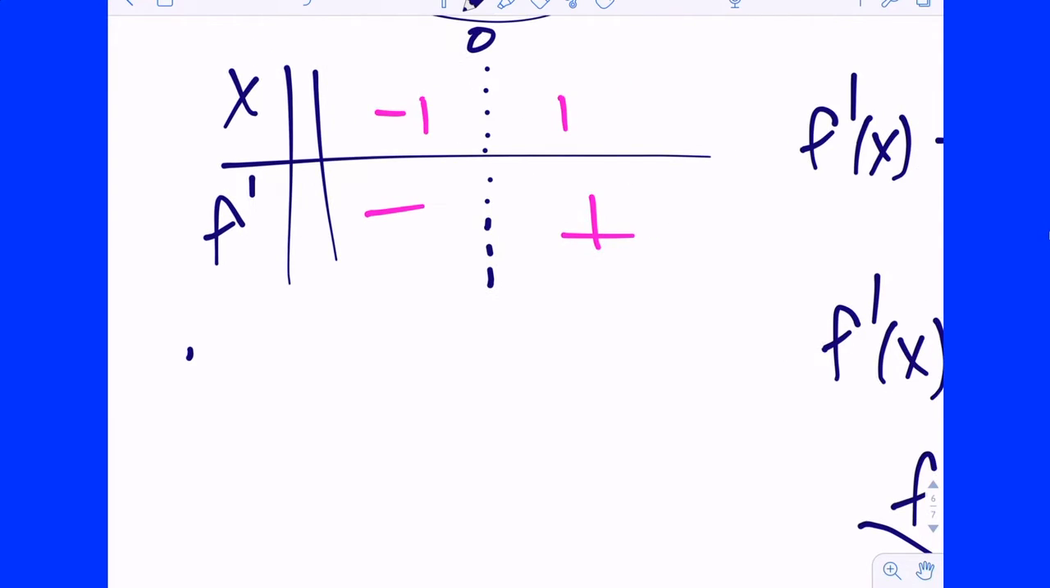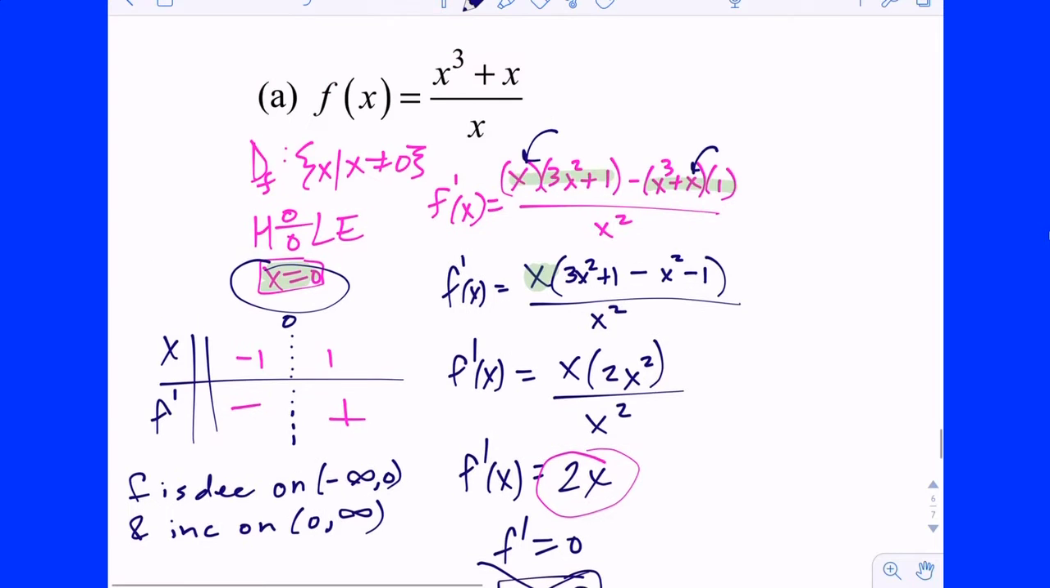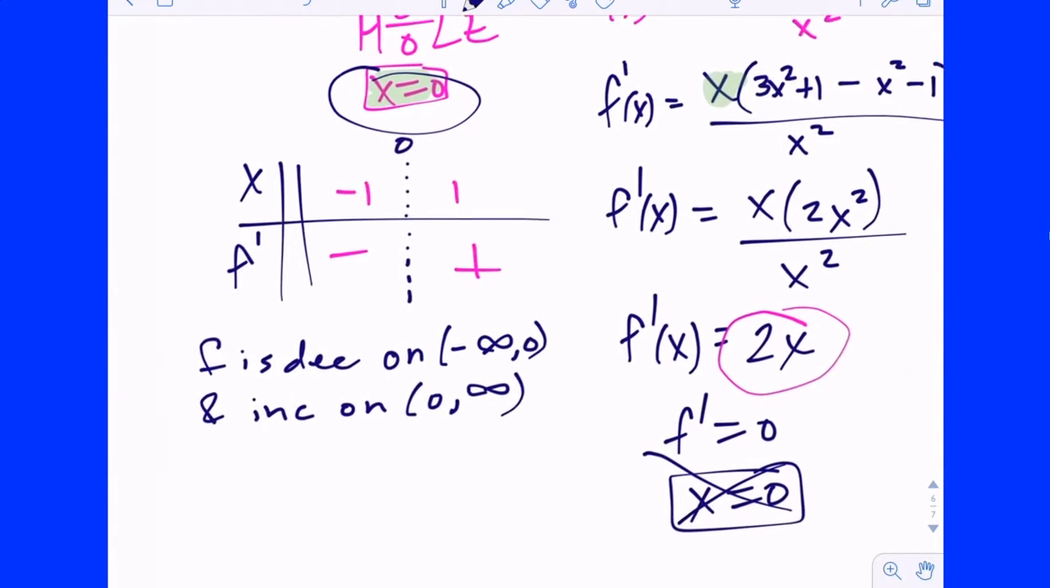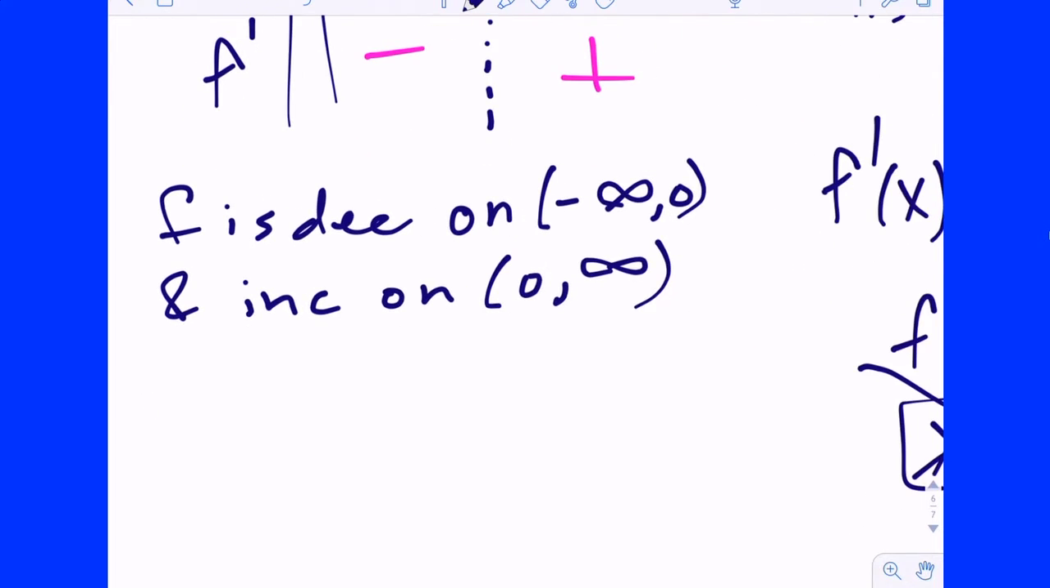So, we could say this, F is decreasing on the interval from -infinity to 0 and increasing on the interval from 0 to infinity. Now it says to determine the x-coordinates of any local extrema. Are we going to have any local extrema? I don't think so.